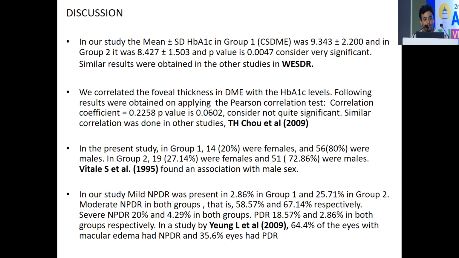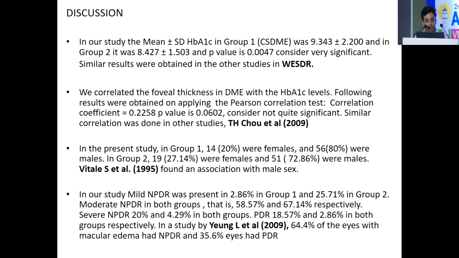Now coming to discussion, in our study the mean HbA1c in group 1 is 9.343 and group 2 is 8.427 and the p value is coming out to 0.0047, which is considered significant, and this is also shown in the study of WESDR. We also correlated the foveal thickness with HbA1c level, and the correlation coefficient is 0.2258 and p value is 0.0602, which is not significant in our study.